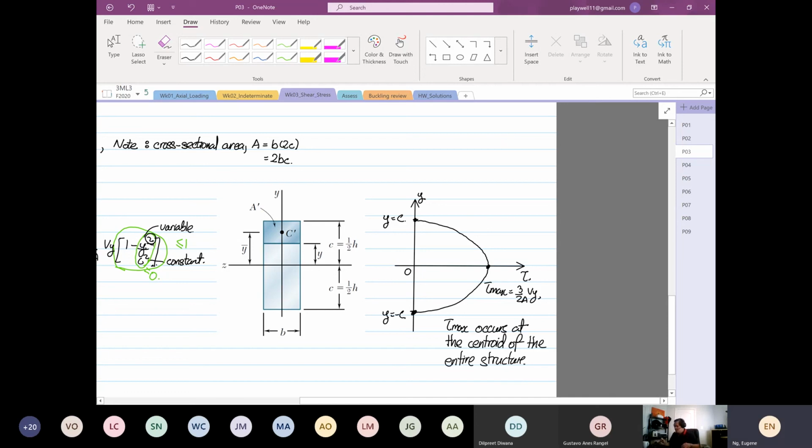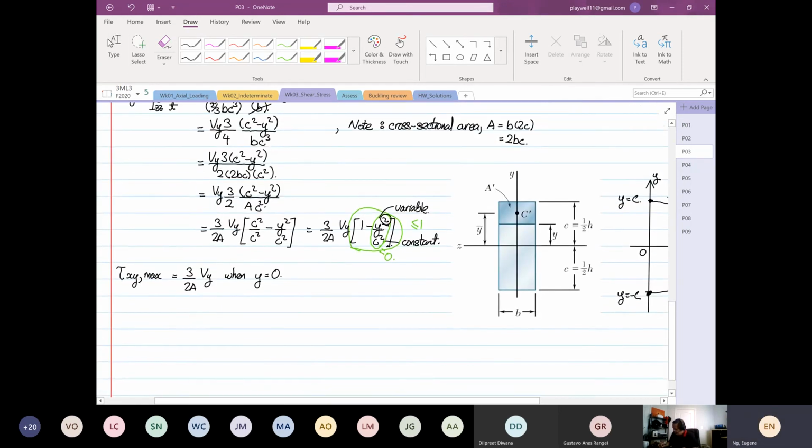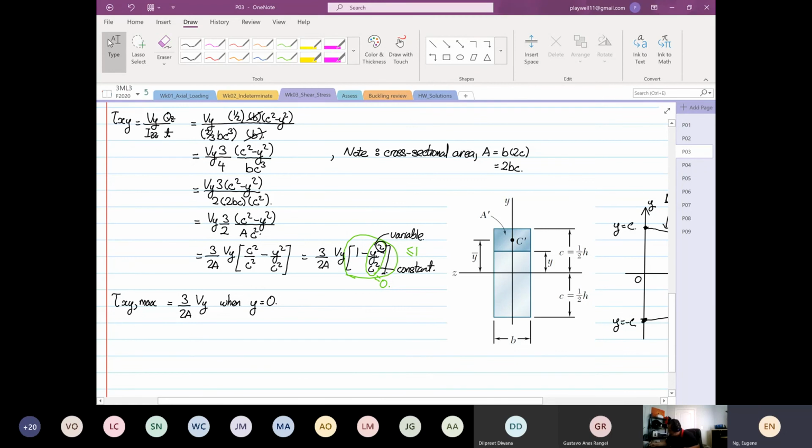So from here, I'm going to write down rule number 4. But before we write rule number 4, this is the distribution of the shear stress. And now I'm going to write down rule number 4.